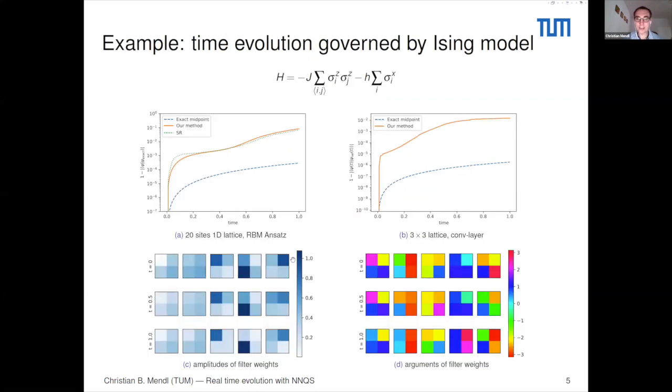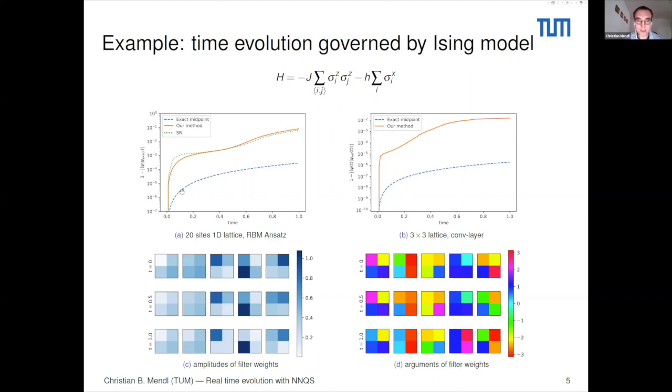All right, so let's show some numerical examples. So we consider here the time evolution governed by the Ising model. And first of all, the top left plot shows the error, so to say, for a 1D lattice with 20 sites. And here we use a restricted Boltzmann machine ansatz for the wave function. So the y-axis shows the overlap error on a logarithmic scale.